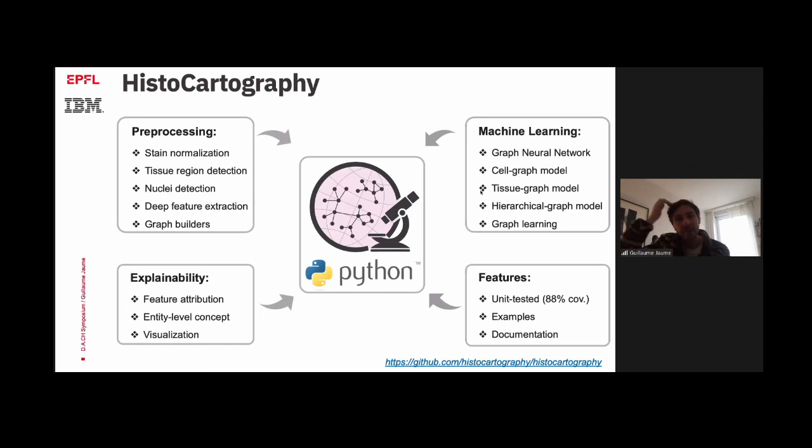And again, developing all these steps from scratch takes time. And as the number of papers using graphs is increasing, we have decided to build our own Python library called histocartography to start working with graphs. And you can freely use it, it's open source, and you can find the GitHub link here.